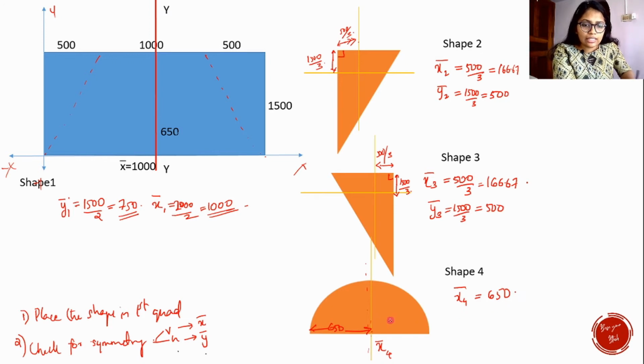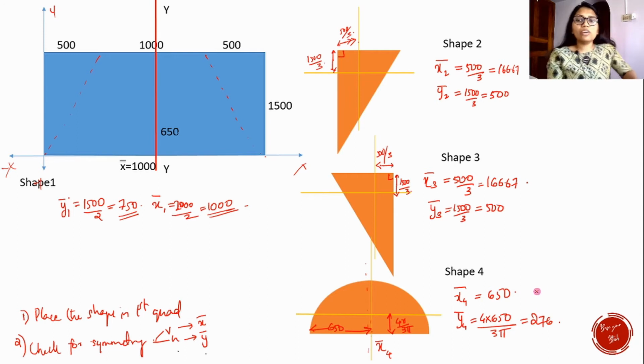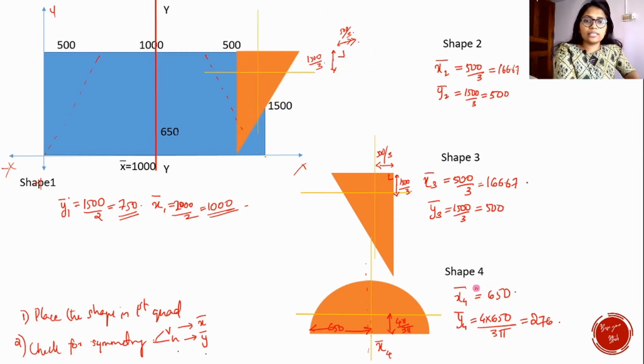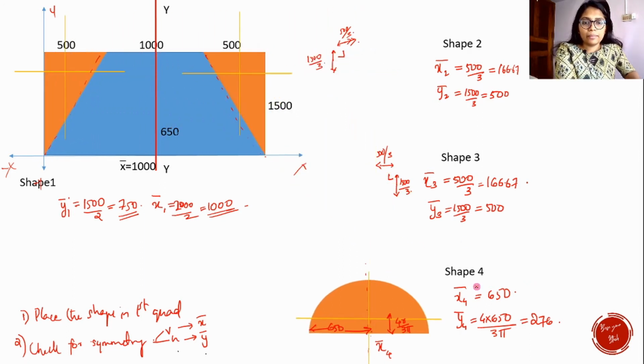And next, y bar is actually 4r by 3 pi. The formula is 4r by 3 pi. Here is your y coordinate of the centroid for shape 4. Now y4 bar is 4 into 650, your radius, divided by 3 pi. That is about 276. So by now we have calculated all the coordinates, I mean x coordinate and y coordinate, for all the 4 shapes. Now let's group them up to get the previous shape.